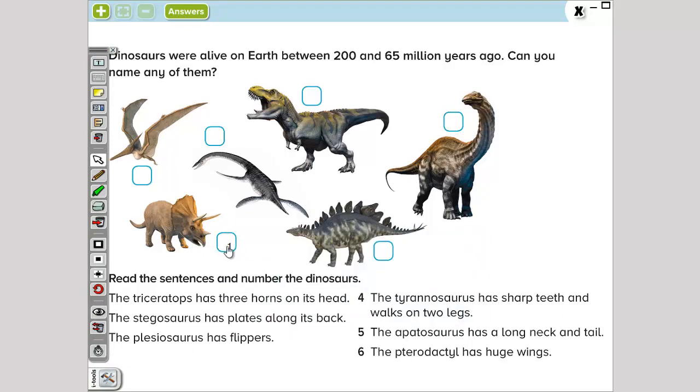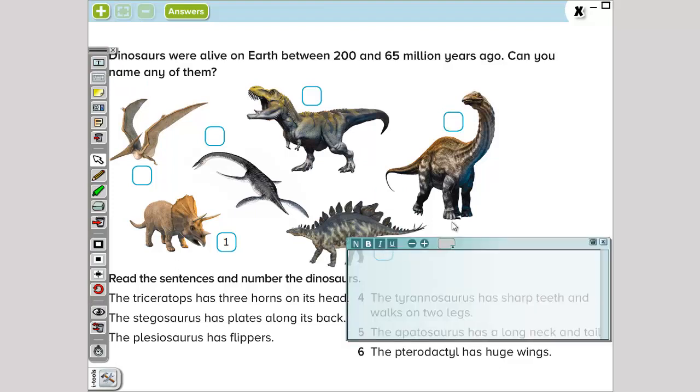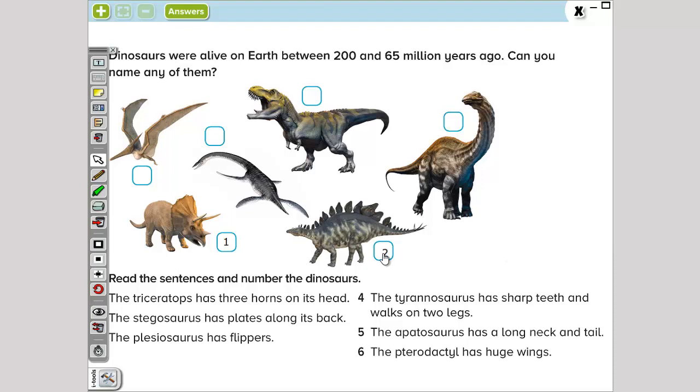Number 2, it says, the Stegosaurus has plates along its back. El estegosaurio tiene aletas en toda su espalda. ¿Cuál de ellos tiene aletas en toda su espalda? This one, right? So this might be number 2. The next one, it says, the Plesiosaurus has flippers. El Plesiosaurus tiene aletas, se podría decir. So which one? This one, right?